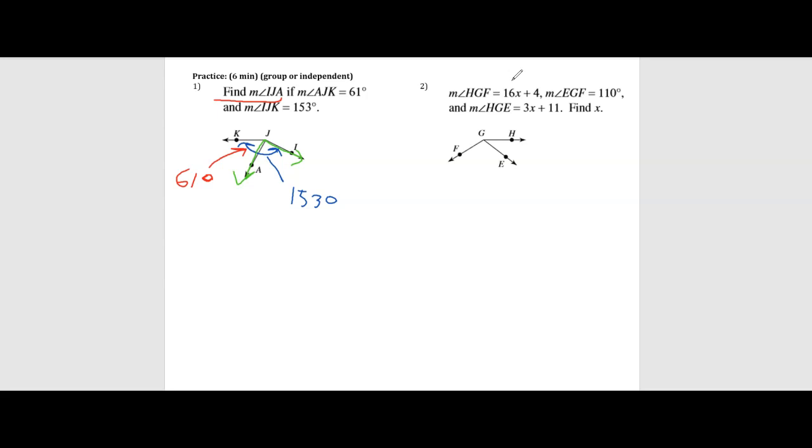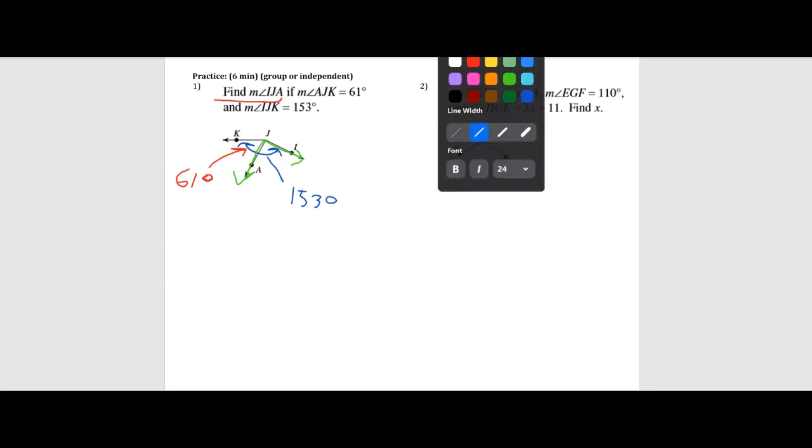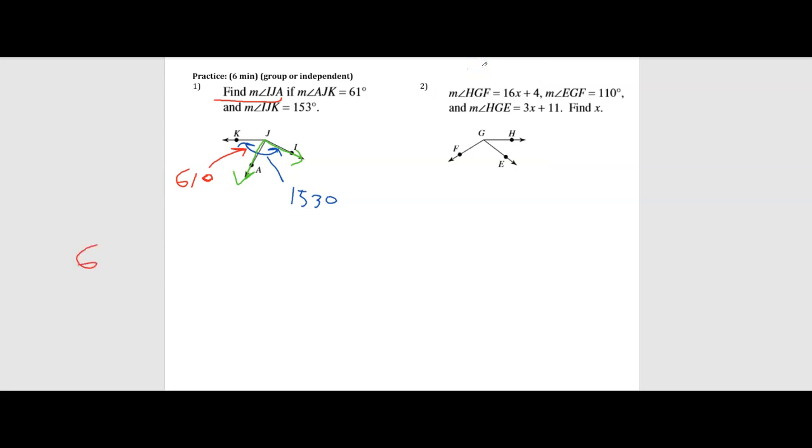So using our angle addition postulate, we can add the two smaller angles together to get the larger angle. Now I don't know what the green angle is, but we can just leave that as a variable. So I can say, I'll do these color coordinated, 61 degrees plus the measurement of angle IJA is going to be equal to 153 degrees, right? These two angles are my smaller angles. This angle is the entire angle.